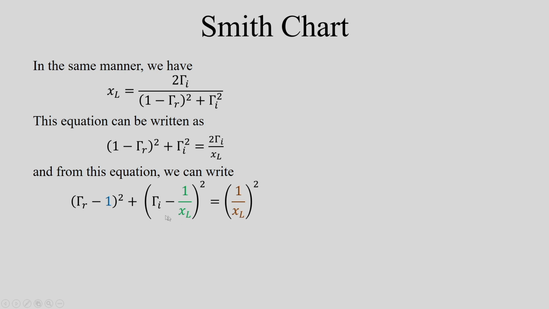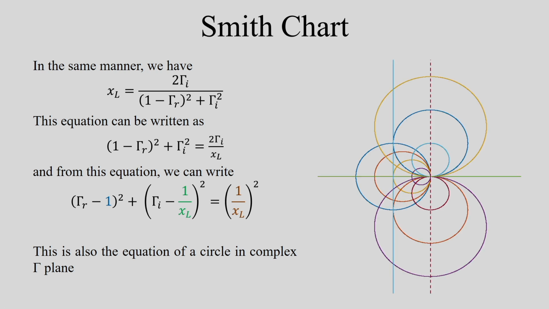Now, this equation again gives rise to a set of circles as we take different values of XL. So, let us see how these circles look. Here once again this is the gamma R axis and this is the gamma I axis. Please note that the centers of all these circles will now lie on gamma R equal to 1.